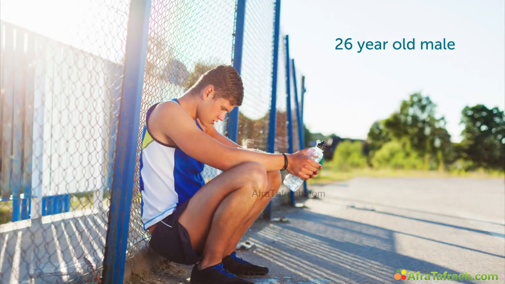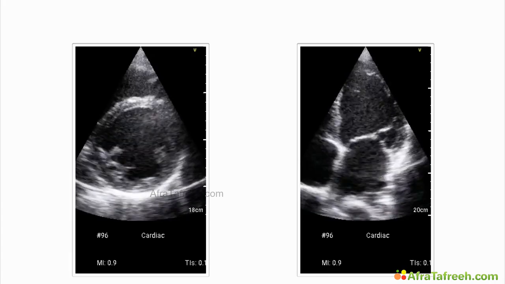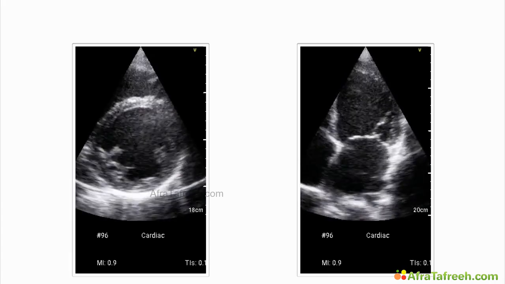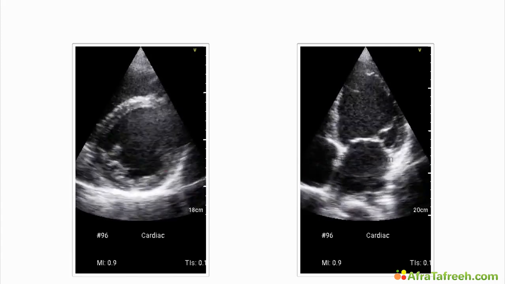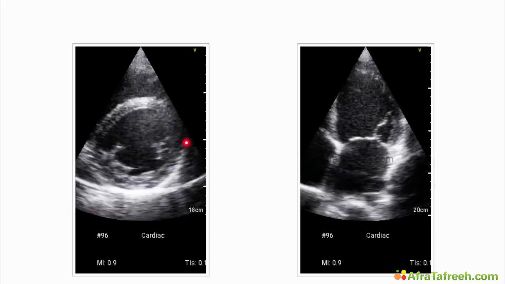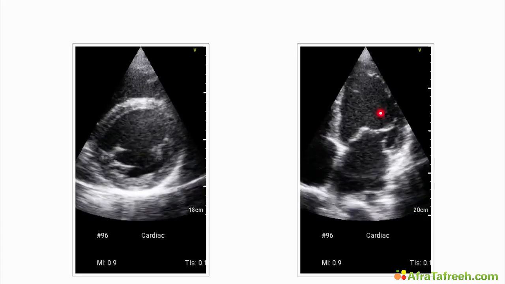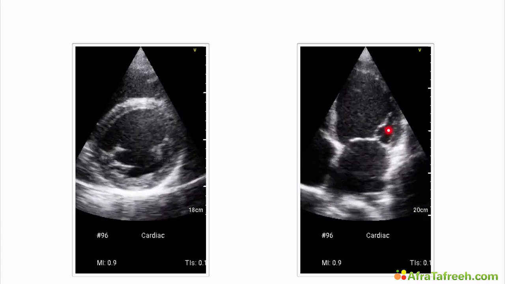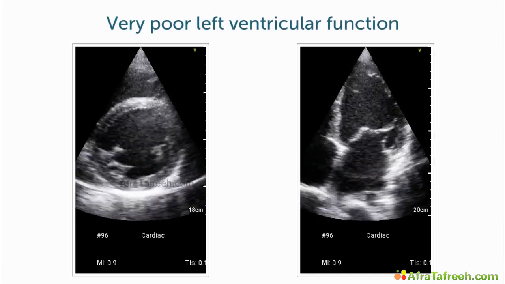A 26-year-old male comes to the office. He reports that he has dyspnea, tachycardia, and is in New York Heart Association class 3 to 4. You perform an echocardiogram and you see this here. This is extremely poor left ventricular function, as you probably all now know. We see in the short axis view hypokinesia, globally reduced left ventricular function. In addition, we see that in the 4-chamber view, the ventricle is dilated and also the walls are not moving very much. So this is very poor left ventricular function.